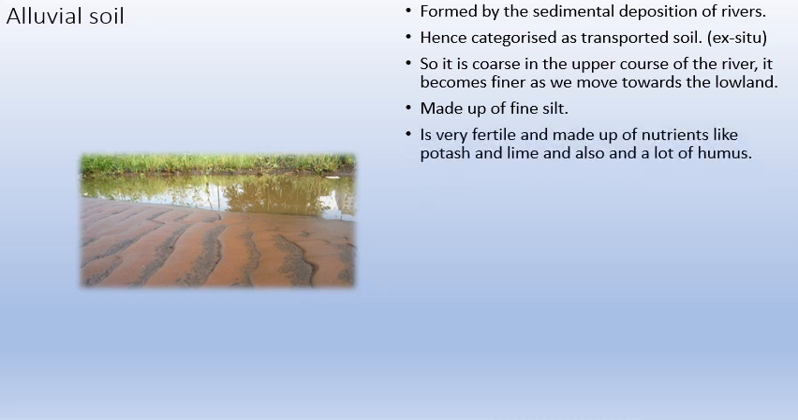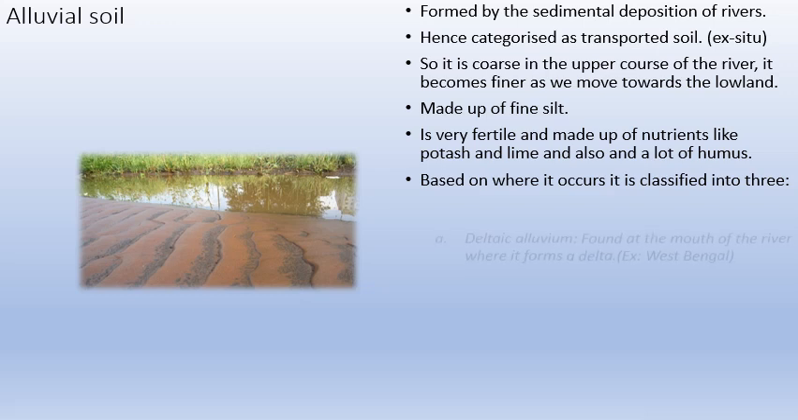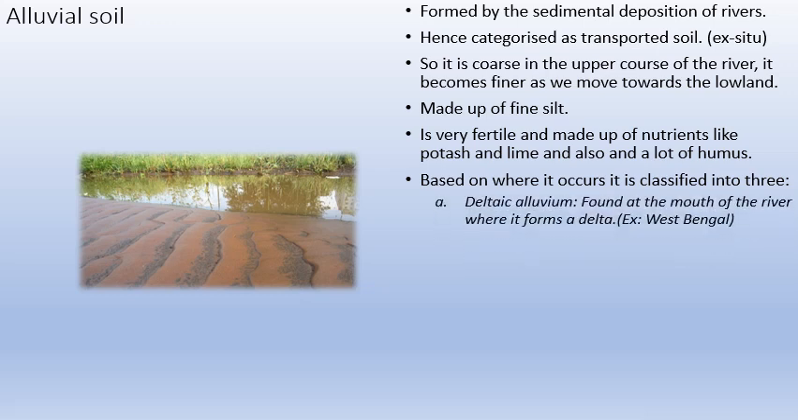It is made up of fine silt, it is fertile and made up of nutrients like potassium, lime. The meaning of lime is calcium. So wherever you see the word lime, it means calcium, and also a lot of humus. Based on where it occurs, in India itself, we have alluvial soil found by rivers, but based on where it occurs, we have three types.